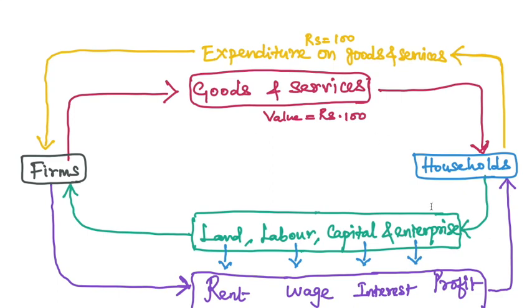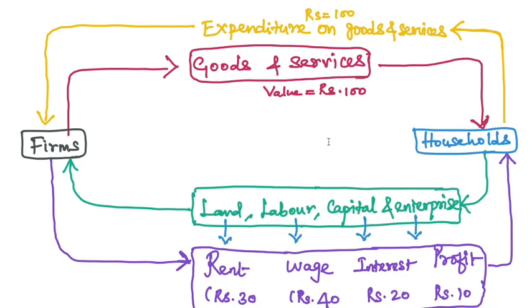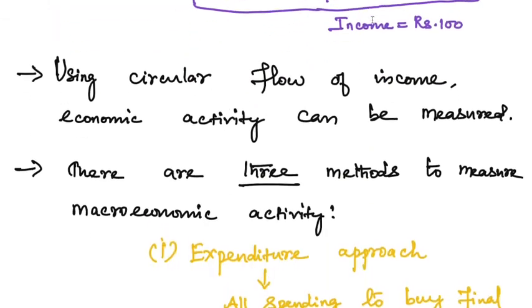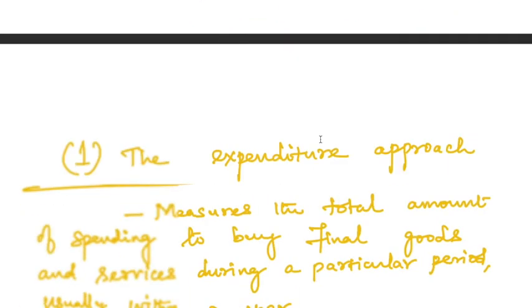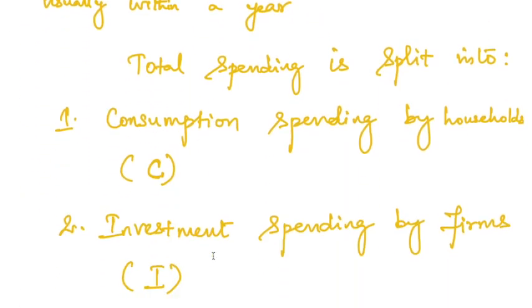What we have discussed today is that we just revised the circular flow of income. I didn't want to repeat this, but I thought it is necessary for you to understand the three different approaches used in measuring macroeconomic activity. That's the reason I touched upon the circular flow of income. This is basically the income method, this is the output method, and this is the expenditure method. We discussed each of these in detail.